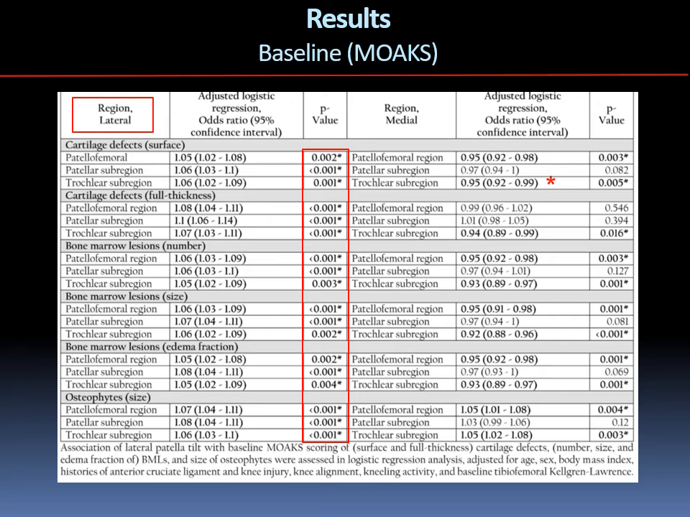Results. Table 1 shows the results of the cross-sectional analysis. Let's start with the lateral regions, left columns. Significant associations were found between baseline LPT and presence of concurrent cartilage defects, BMLs, and osteophytes in all lateral patellofemoral regions with odds ratios of 1.05 to 1.1. In other words, each degree increase in LPT is associated with a 5 to 10% higher chance of having patellofemoral OA on the lateral side. With regard to medial regions, the same association between LPT and OA-related structural damage was observed, mainly for the trochlear subregion.